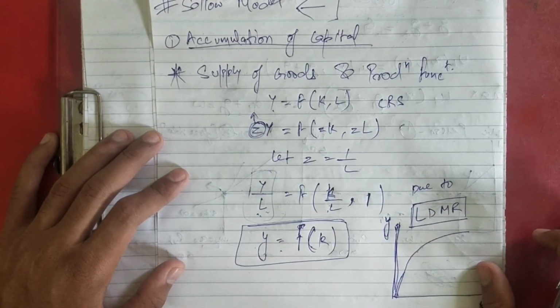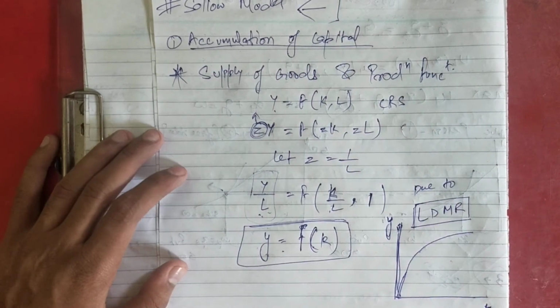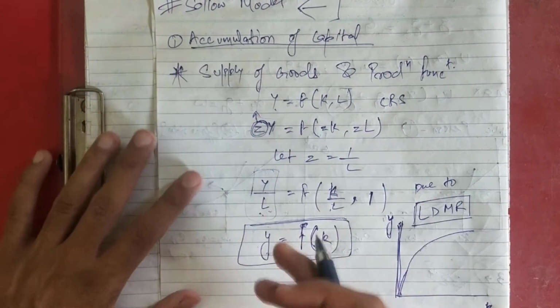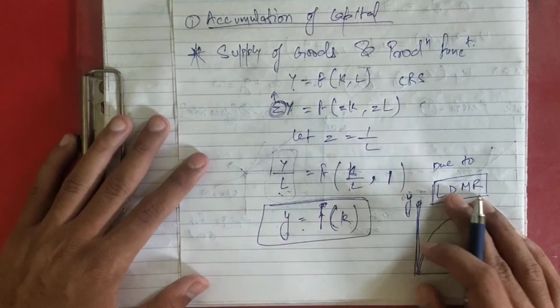Now if you want to see what the slope of this production function is, can anyone tell me? Just pause the video and write it down by yourself, then verify your answer. It's not that hard a question.